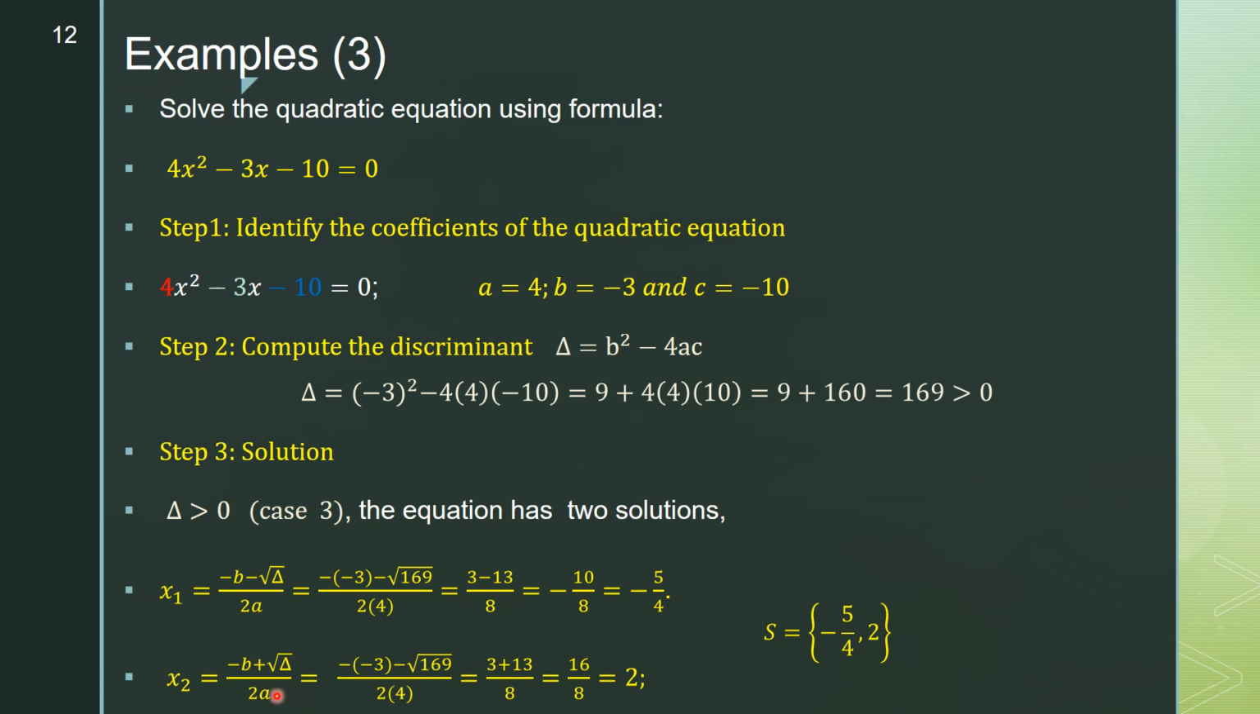Now for the second solution, x2, we will use another expression. Looks like this expression, instead of minus we have plus, and if we substitute the values of b, delta, and a, we will get the answer as 2. So the set of solutions of this equation is minus 5 by 4 and 2. Okay?